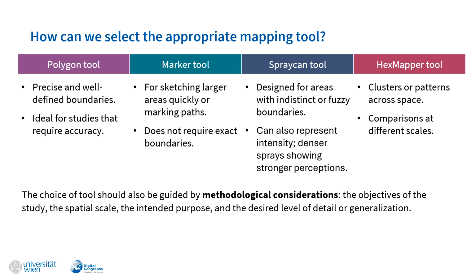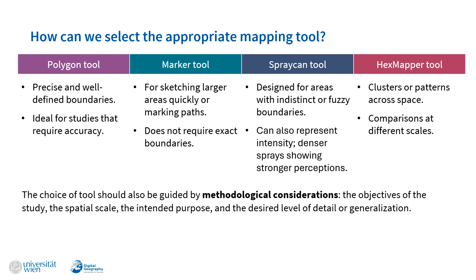The marker tool is suitable for sketching larger areas quickly or marking routes and paths. For example, it can represent daily jogging paths or an area within a forest, without requiring exact boundaries. The spray can tool is designed to represent areas with indistinct or fuzzy boundaries. It works well to show transitions between spaces, such as gradual changes in land use or areas perceived as noisy. It can also represent intensity, since dense spray highlights stronger perceptions.